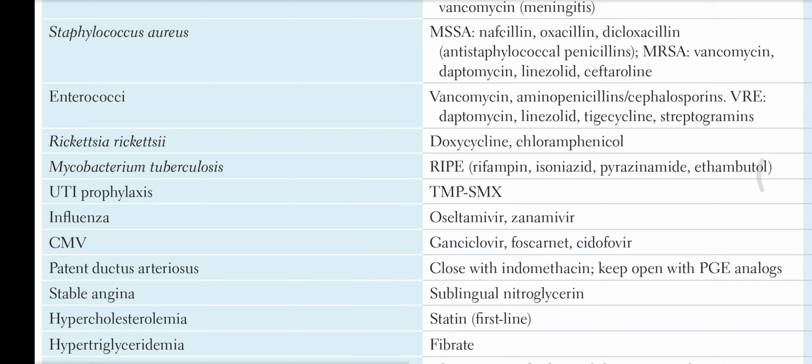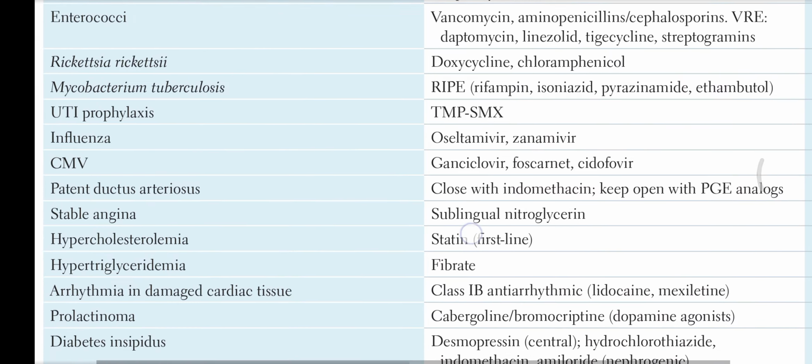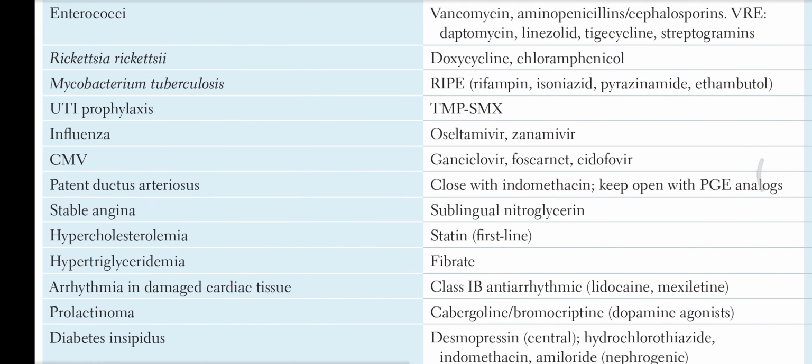Rickettsia rickettsii: doxycycline and chloramphenicol. Mycobacterium tuberculosis: RIPE, which is rifampin, isoniazid, pyrazinamide, and ethambutol.